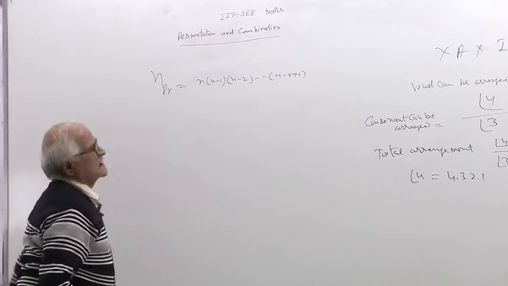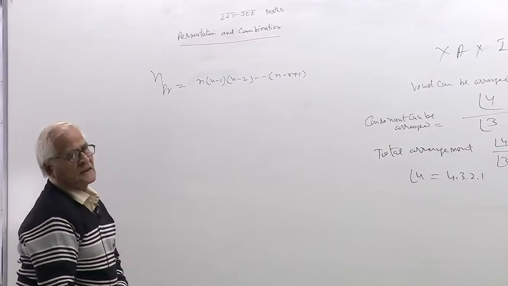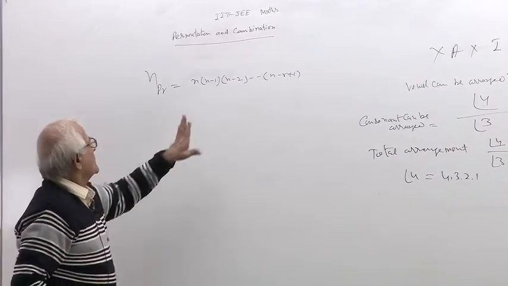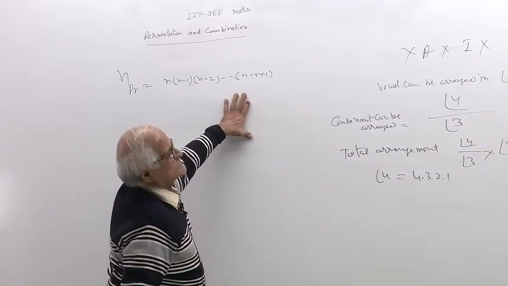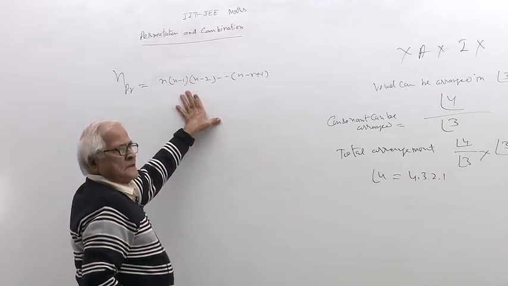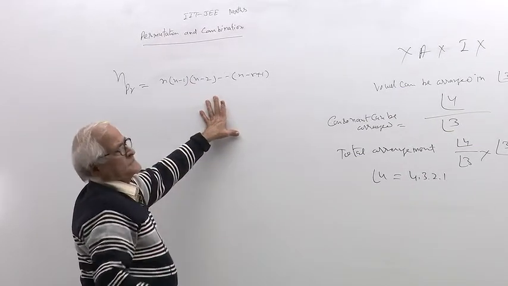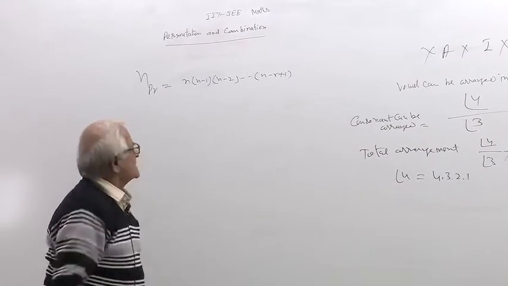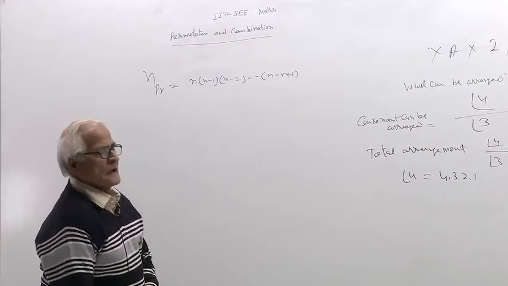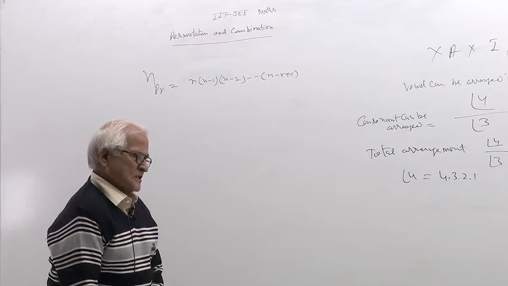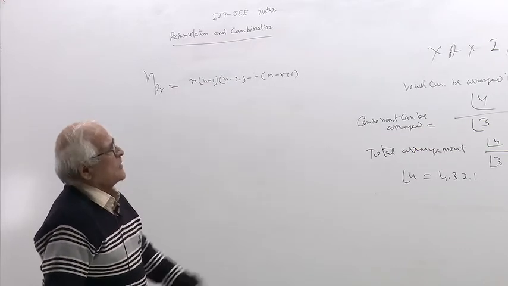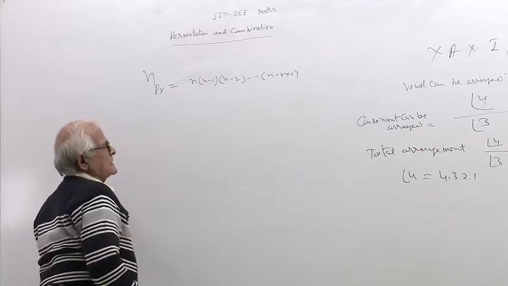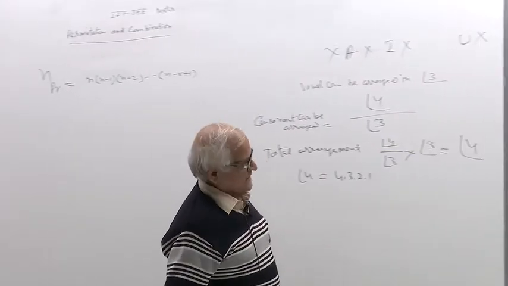We know this nPr. Here we only have the r times multiple. We have the multiplier r, and by substituting 1 by 1, we have the formula of the permutation. We know this.